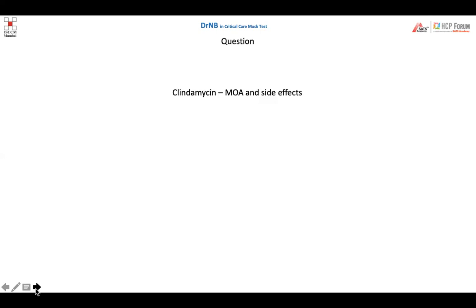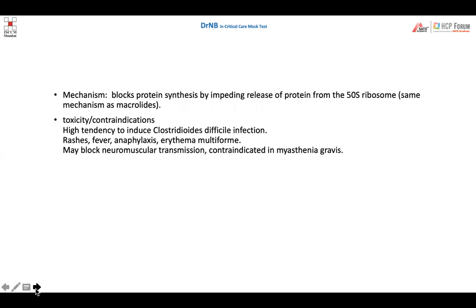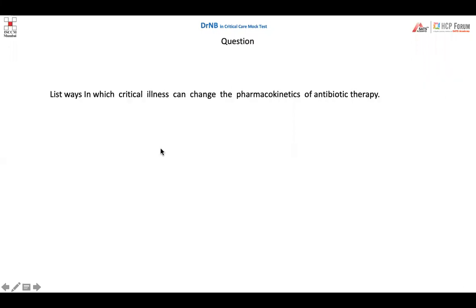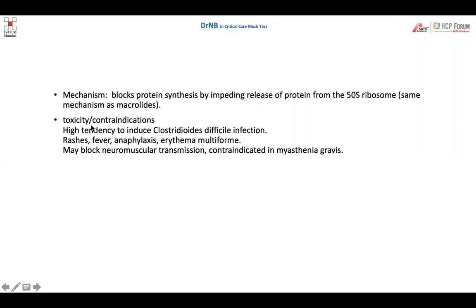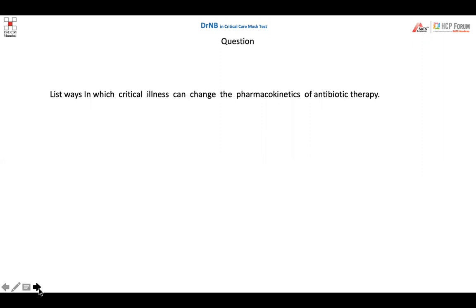Clindamycin, mechanism of action and side effects. Clindamycin blocks protein synthesis by impeding release of the protein from the 50S ribosome, similar to macrolides. The toxicity: rashes, fever, anaphylaxis, and erythema multiforme are known, and there is a high incidence of Clostridium difficile infection. It may block the neuromuscular transmission and is contraindicated in patients with myasthenia.